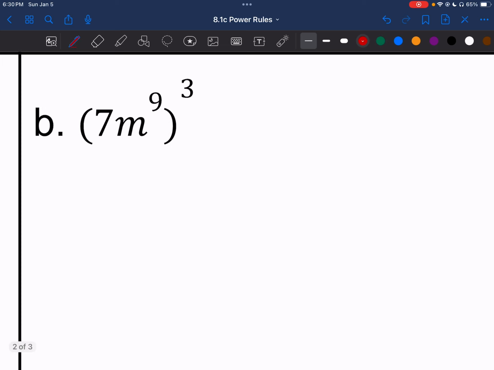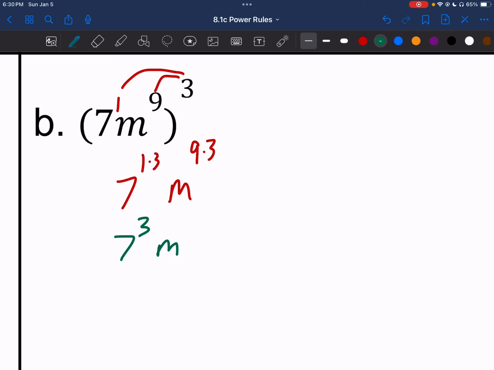All right, letter B. We need to distribute again. We've got that 7 out in front there. So if we just remember, this is 7 to the first times third, m to the 9 times 3, right? So that's just showing the process of what we're doing to get there. So we have 7 to the third power, m to the 27th power, and then when we actually do 7 to the third power, 7 times 7 times 7, we're going to get 343 m to the 27th power.